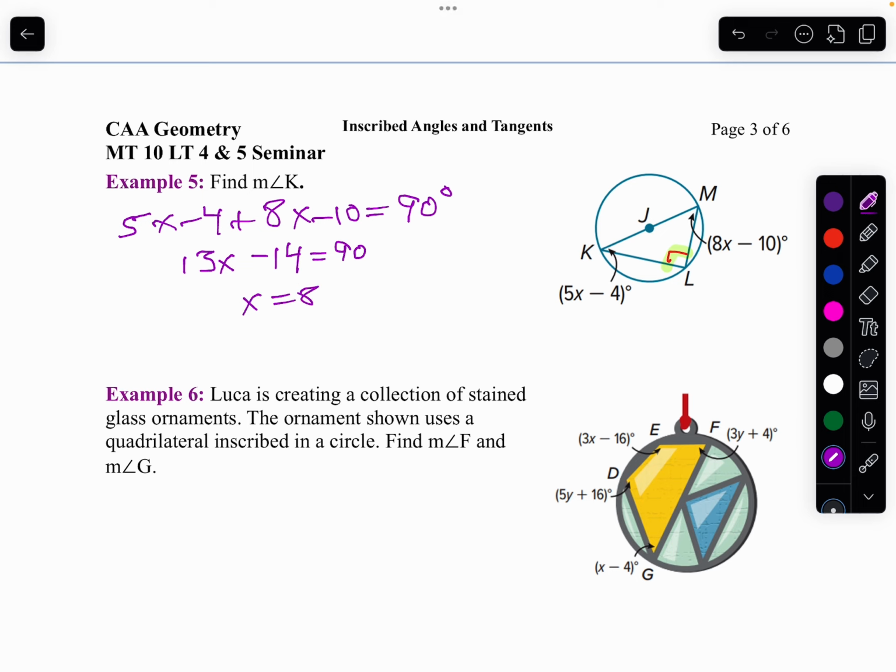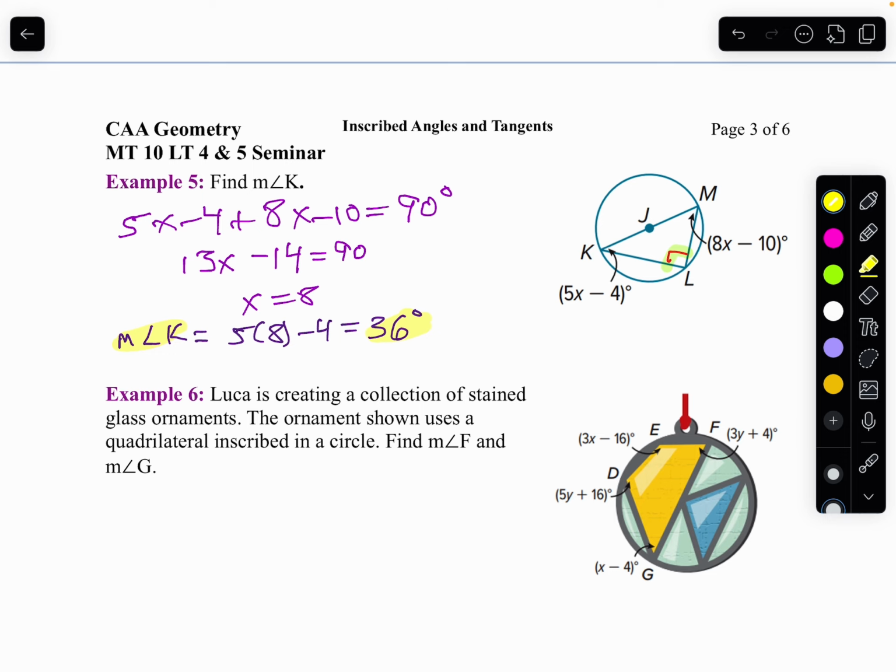And then I want to find the measure of angle K. So the measure of angle K is 5 times, in this case, 8 minus 4. And I'll end up with 36 degrees. And that's our answer. Angle K is 36 degrees.